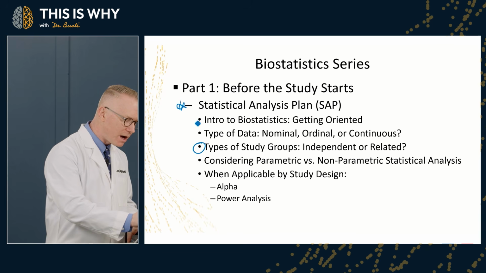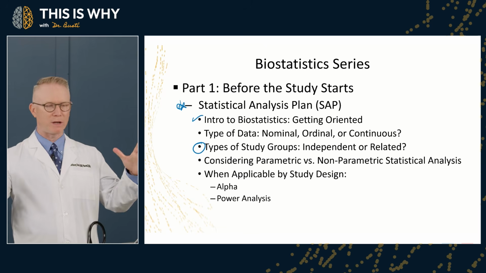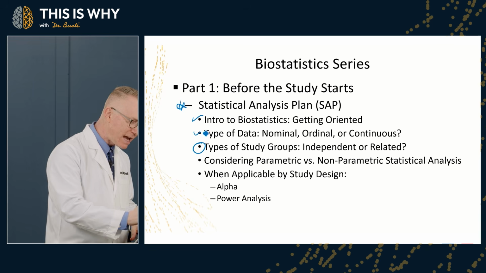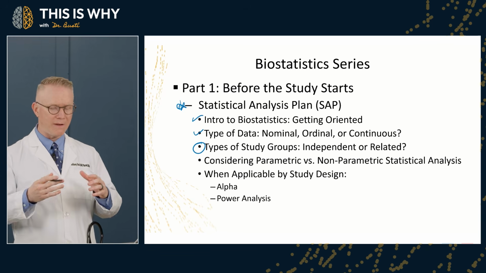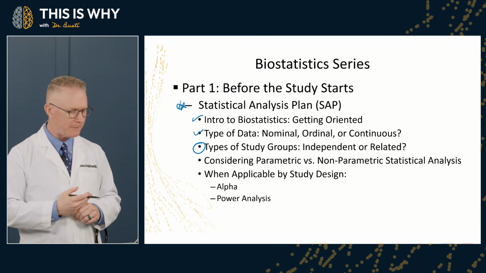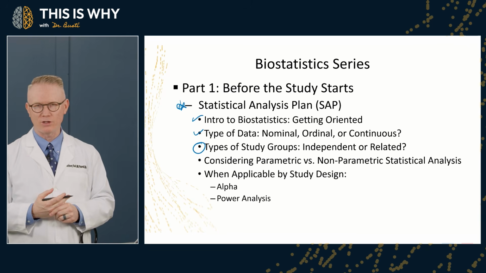So, we've already covered things like intro to statistics, getting oriented to the big picture. Where do you start? Where are you ending or trying to get to? The type of data that you are going to have to evaluate at the end of the study is what's that study endpoint, okay? And then the types of study groups, are they independent or are they related to each other?